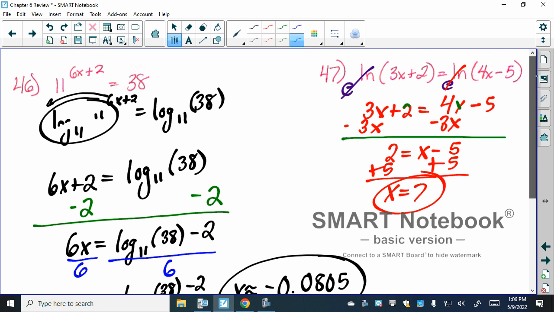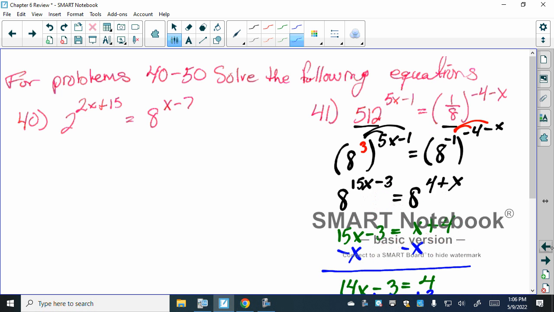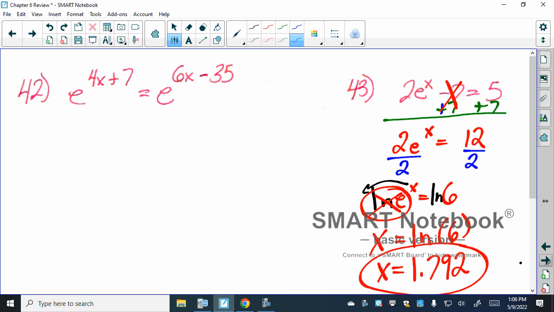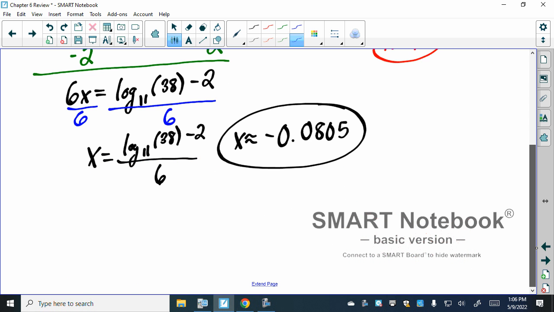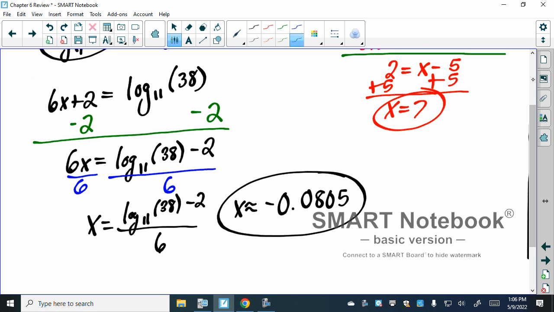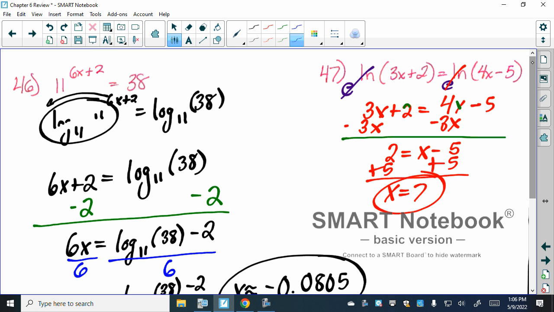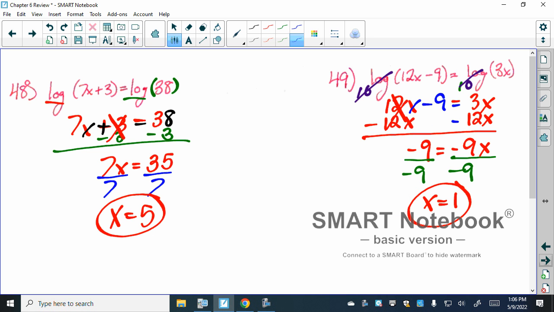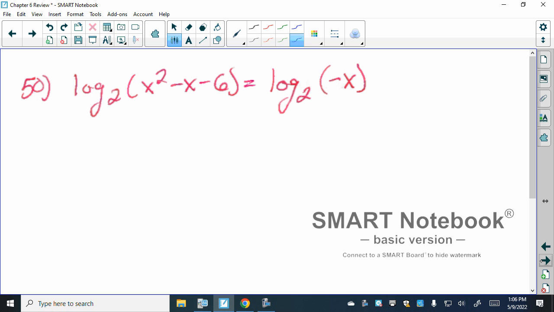Yes, because most of them will tell you to approximate to 3 decimal places. If you're not sure of how that works, just give me as many as you want. So any other questions on these two here? Questions on 46 or 47? Questions on 50?